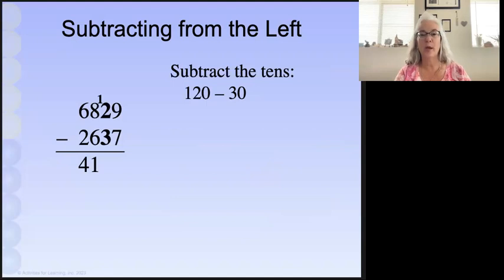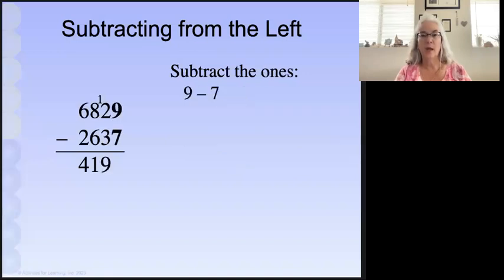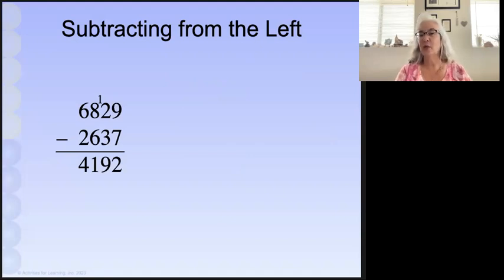But again, before I write anything down, I want to stop and check. Will I need a 10 for trading? No, I won't, because 9 is more than 7. So 12 tens minus 3 tens is going to give me 9. And I'm going to finish up with my ones. 9 minus 7 is 2. It's so easy. It's different from what you and I did. But notice, even as I talk through it, how easy it was.